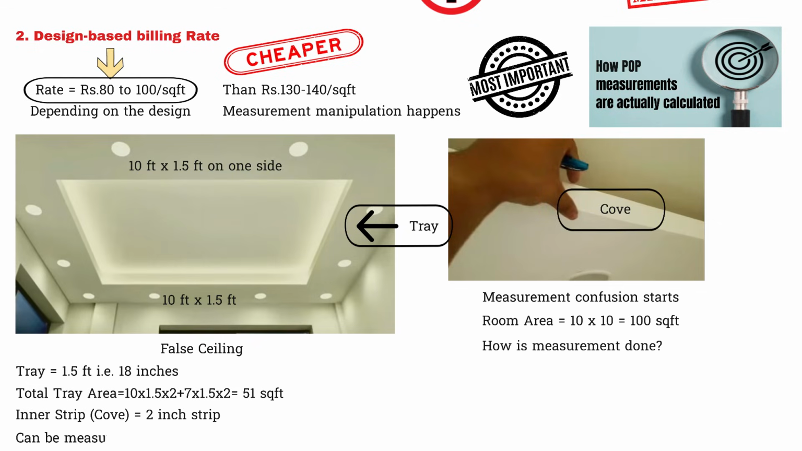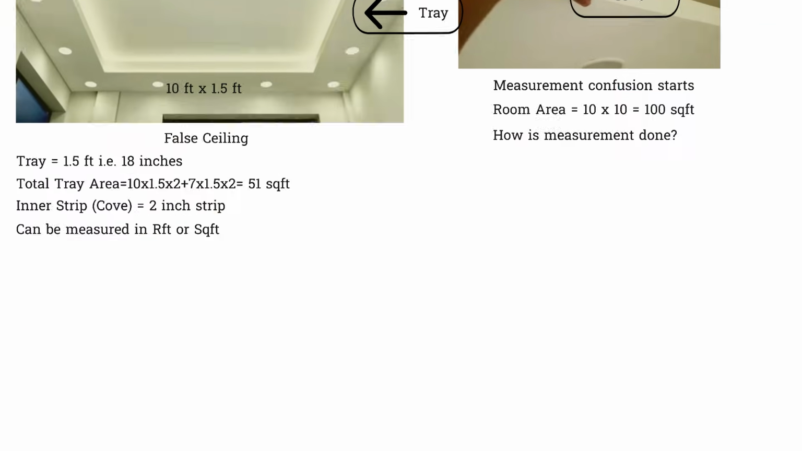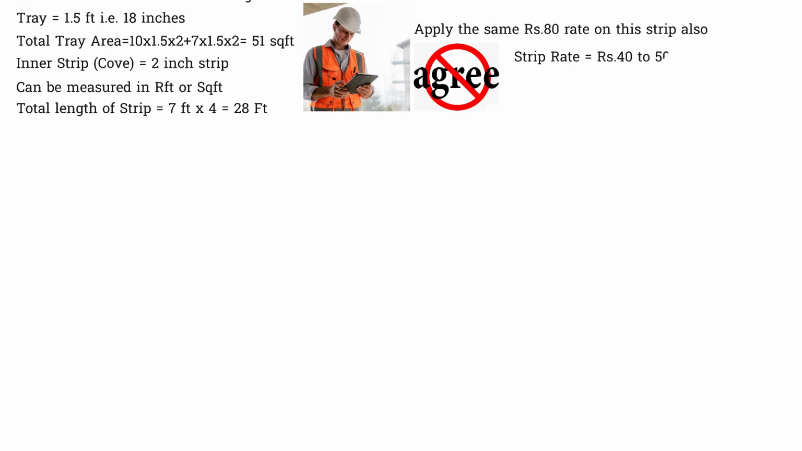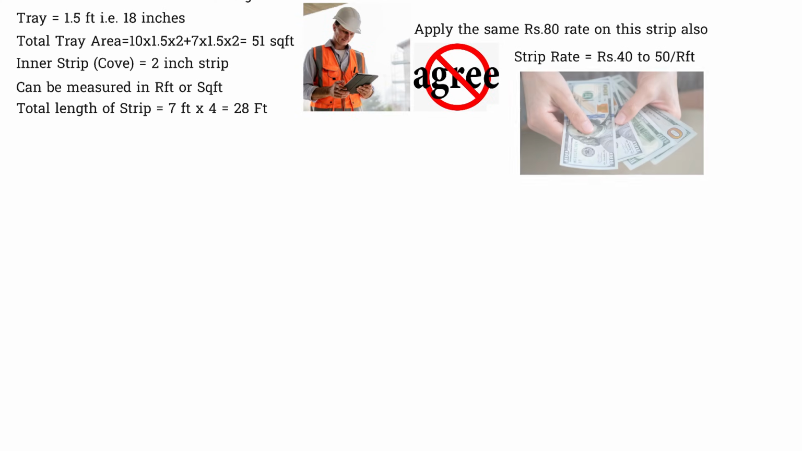Next comes the inner strip, that is cove, usually a 2-inch strip. This can be measured in running feet or square feet. Total length of strip is equal to 7 feet into 4 is equal to 28 feet. Many contractors apply the same 80 rupees rate on the strip also. But you should not agree to this. Strip rate should be 40 to 50 rupees per running feet. If you do this, you save a good amount of money.